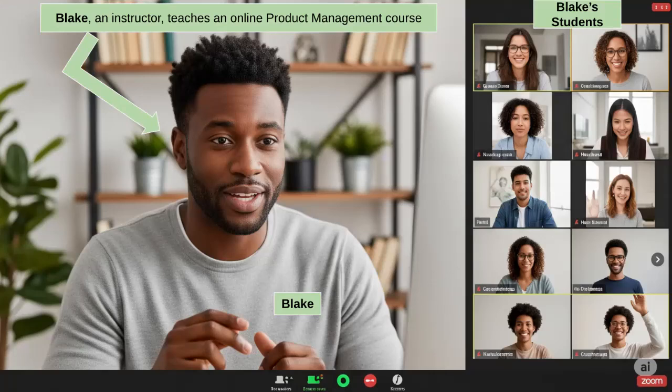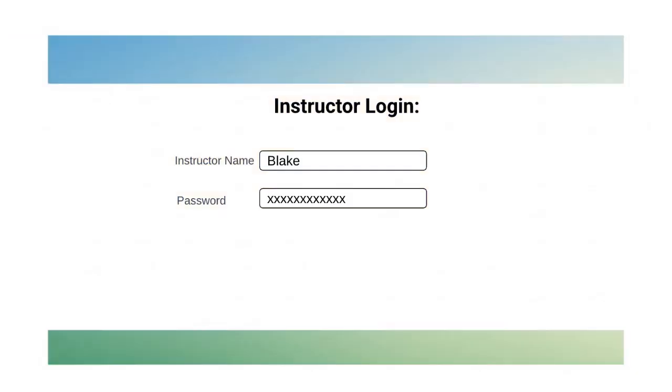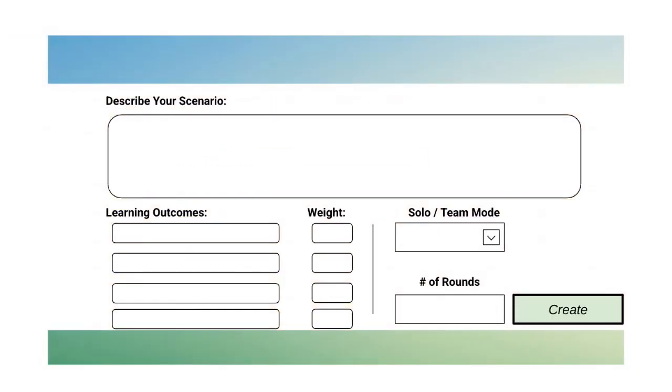Meet Blake. He teaches an online PM course to students, mostly product managers and entrepreneurs, who are also working professionals. Blake is interested in designing a short, active learning experience for his class using Eduventra to help his students get a feel for applying course concepts to a real-world scenario. He logs in on the instructor page, and on the setup page, he starts by describing the scenario.